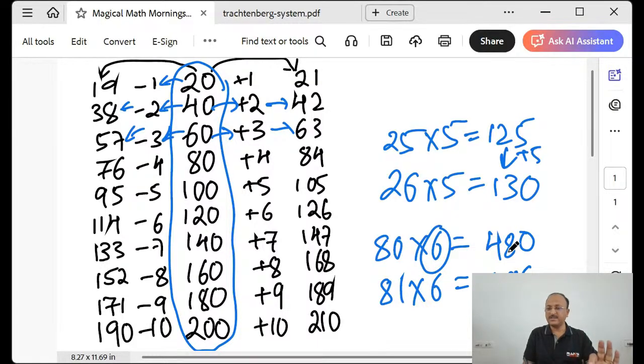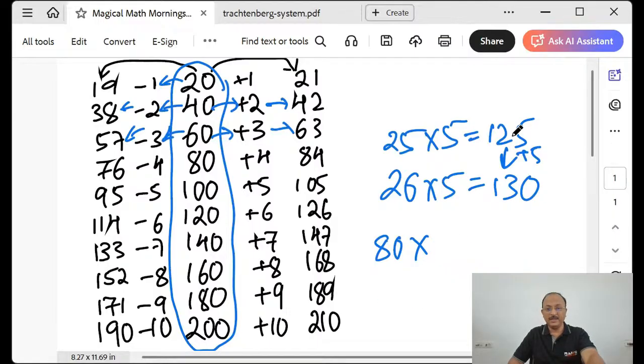These are the three concepts which are the prerequisites for you to learn. Now we'll go to the actual trick. The actual trick works on the splitting the numbers method.